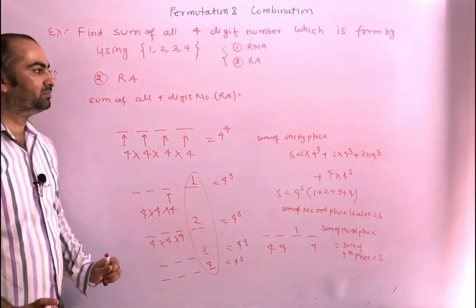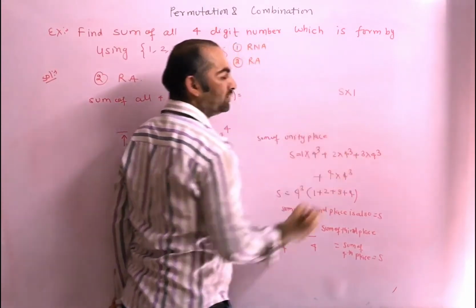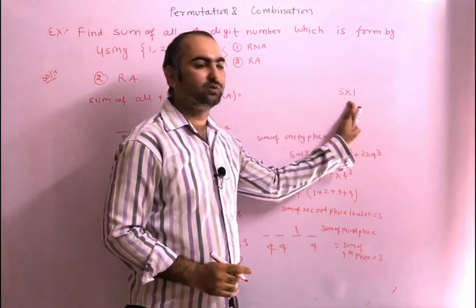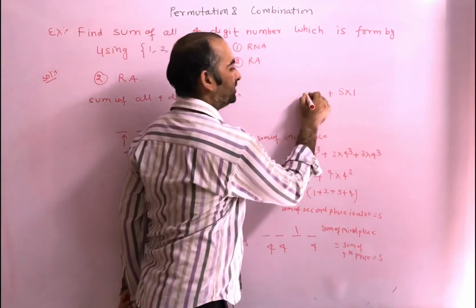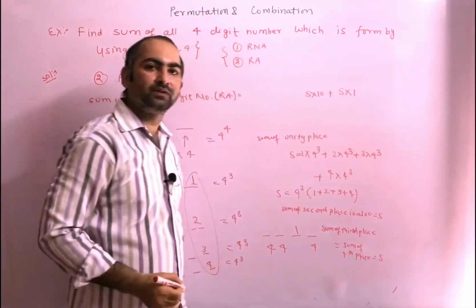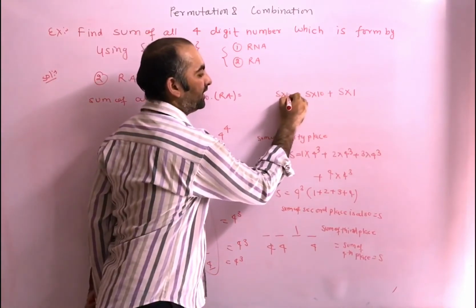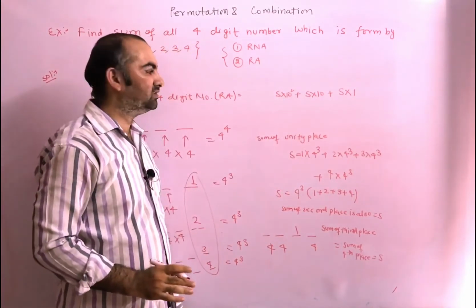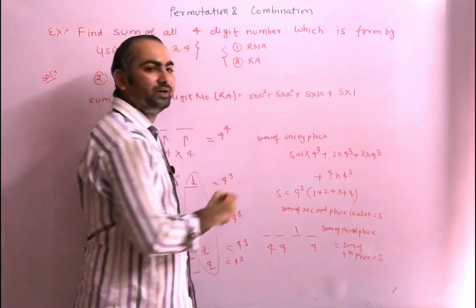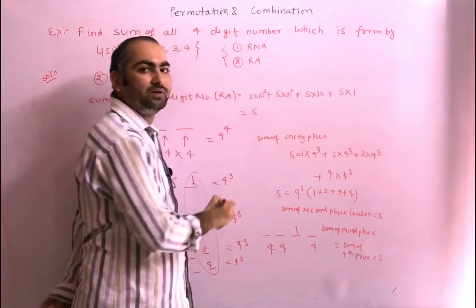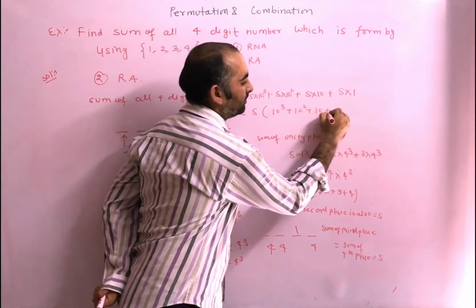Okay, we know sum of first place, sum of second place, sum of third place, sum of fourth place. Then how to find the summation? So if first place summation is S, then you have to multiply with 1 plus, second place summation is what? S, so S into 10. Third place summation is what? S only, so S into 10 square, and fourth place summation is what also? S only, so S into 10 cube. Okay, so we can take S common, what will come? 10 cube plus 10 square plus 10 plus 1.